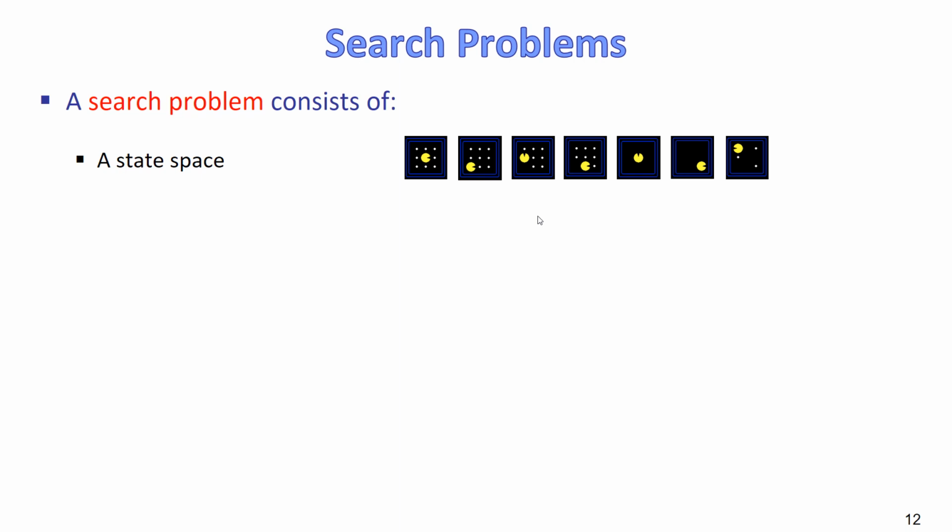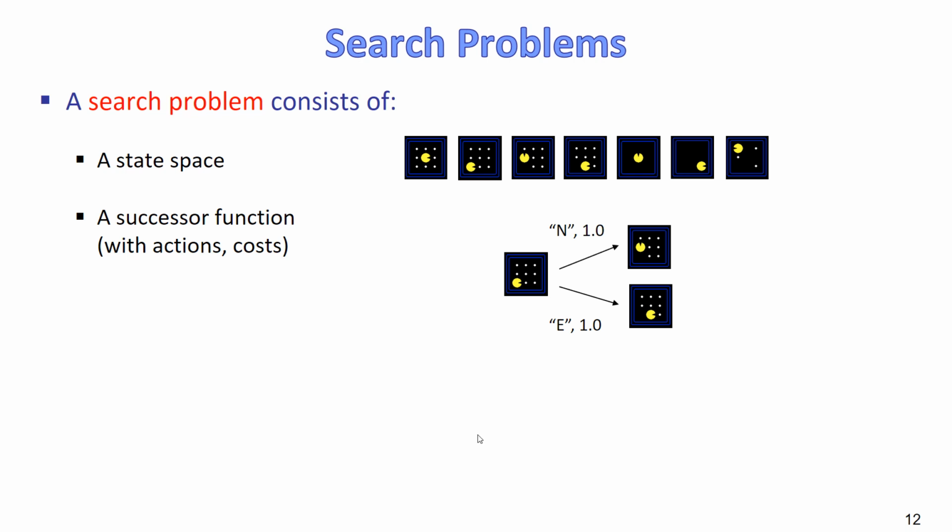So that's what we mean by a state space. So that's the first component. The second component is what we call a successor function. The successor function tells the agent what are the possible actions that he can make next. The input to the successor function is the current state of the world, and the output is all possible actions. Every action has its own cost and the next state that this action will lead to.